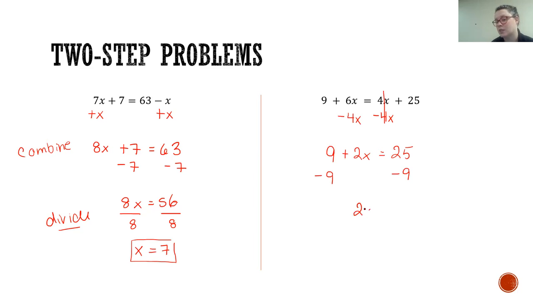So now I have just x's on one side. 2x is equal to 25 minus 9 leaves us with 16. Divide both sides by 2, and x equals 8.